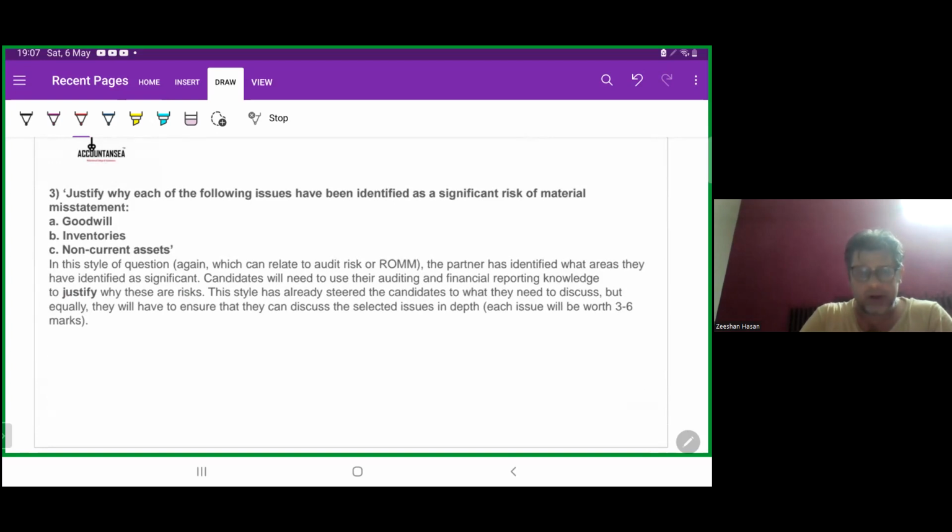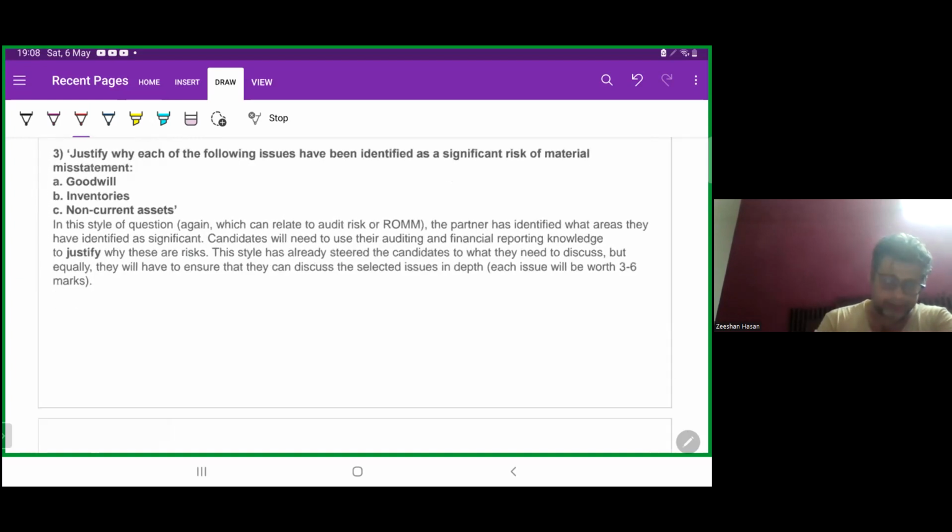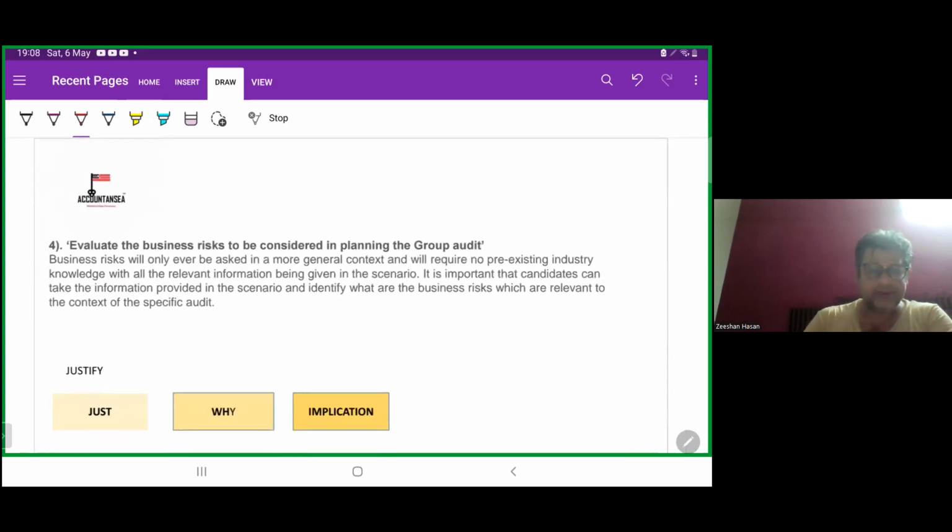In this style of question, which can again relate to audit risk or risk of material misstatement, the partner has identified what areas they consider significant. Candidates will need to use their auditing and financial reporting knowledge to justify why these are risks. This style has already steered the candidates to what they need to discuss, but equally, they will have to ensure that they can discuss selected issues in depth. Each issue will be worth 3 to 6 marks. And then finally, justify the business risk to be considered in planning the group audit.